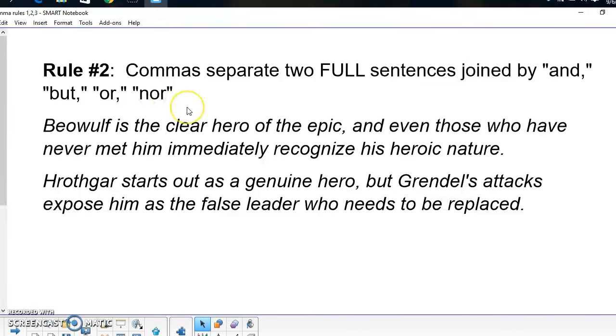The only time you're going to use the comma is if you have two full sentences on either side. So here we have a subject and a verb on this side of our "and." We have a subject and a verb on the other side, two full sentences on either side of the "and," so I have to put that comma in there. The comma tells my reader what's coming up.